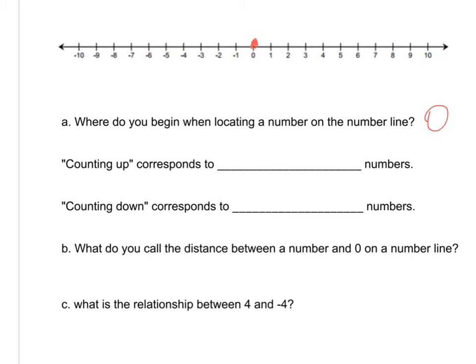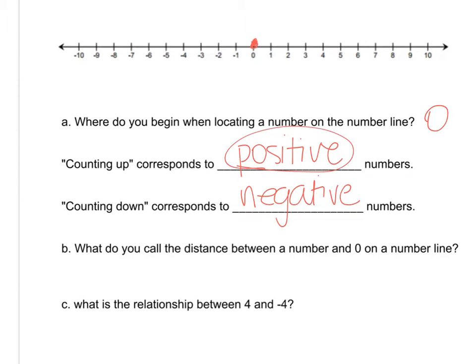Counting up, when I count my numbers up, it means that I'm counting towards positive numbers. When I'm counting down, I'm counting towards negative numbers. Now, this particular slide you don't need to copy down in your journals. It's just for you to think out loud, or think to yourself, to understand that when I say count up, I'm talking positive, and counting down means negative. And it's super important for you to know that your starting point is always going to be 0.